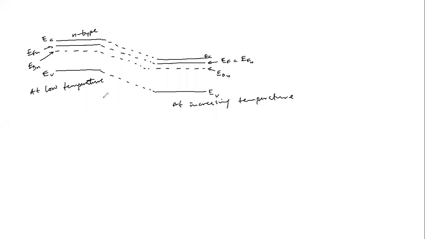So we have something like this. And then for the p-type semiconductor, at low temperature, the Fermi level will be close to the middle between the acceptor level and the top of the valence band. So they have something that looks like this. This is p-type. This is the valence band. So this is the Fermi level, the Fermi level of the p-type material.